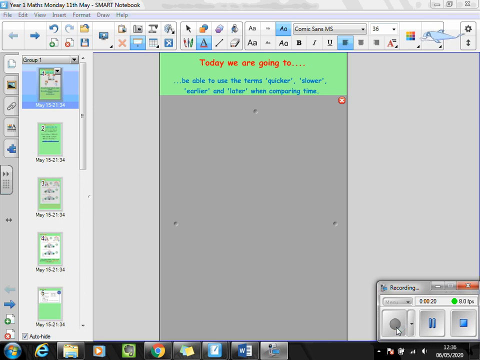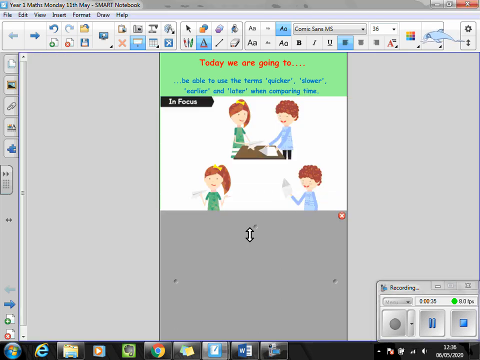Now, last week, your parents should have received a text message asking you to practice making a paper aeroplane. I hope you've been practicing, and I hope you're super speedy at making them, because it relates very much to our learning today. I'm going to show you the in focus task.